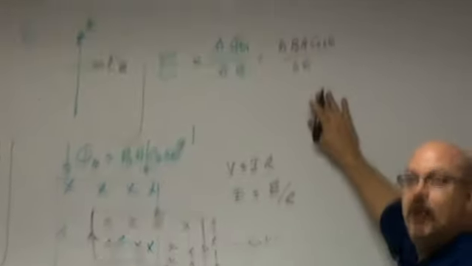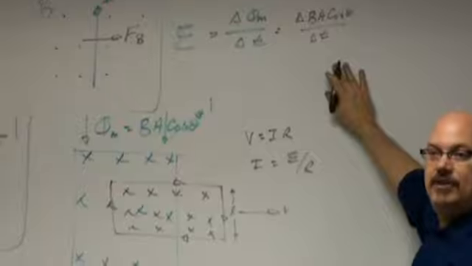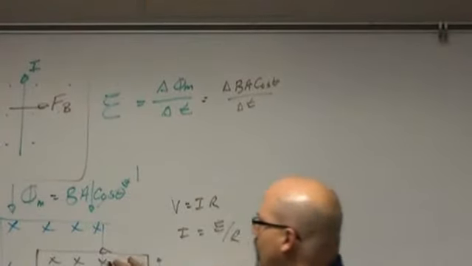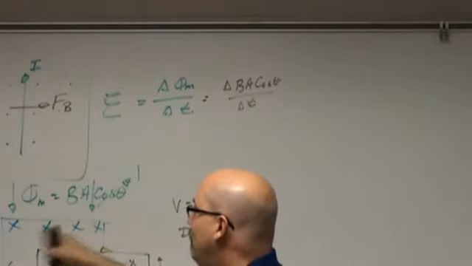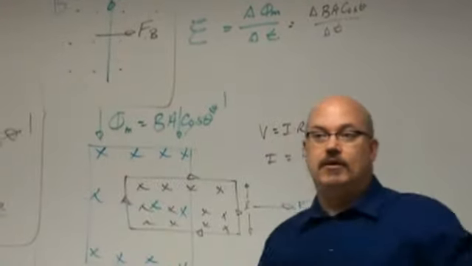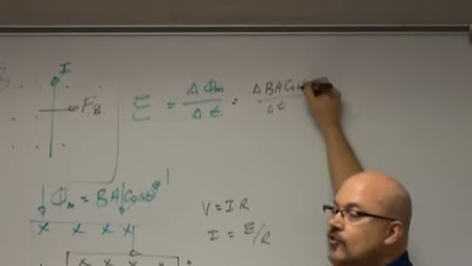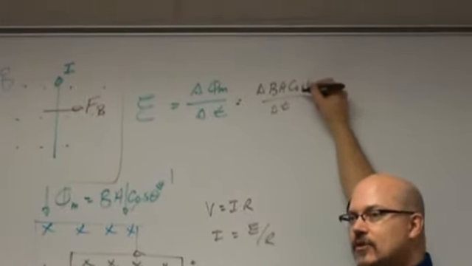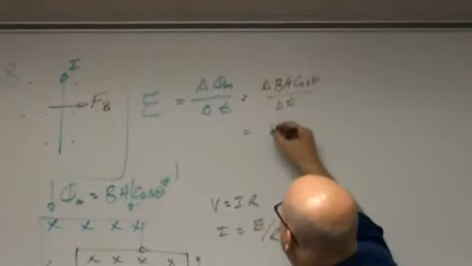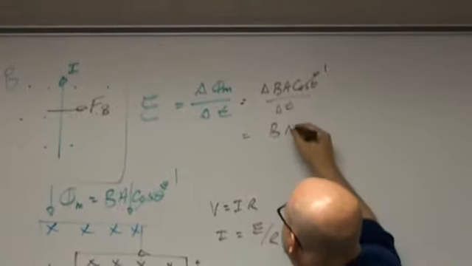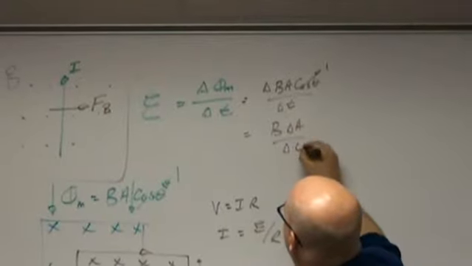Now, in our particular problem, is the magnetic field changing? No. This blue magnetic field is constant. Is my angle changing? No. So what's changing to make the flux change? The area. So this is B, and my cosine theta was 1, so it's B delta A over time.